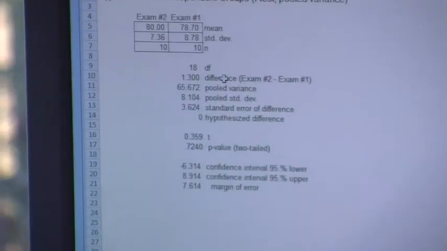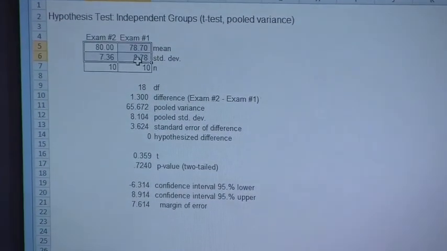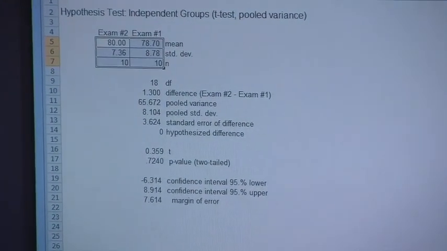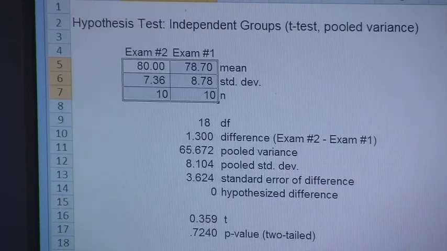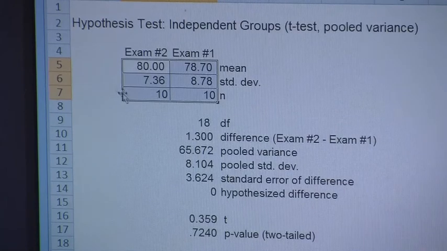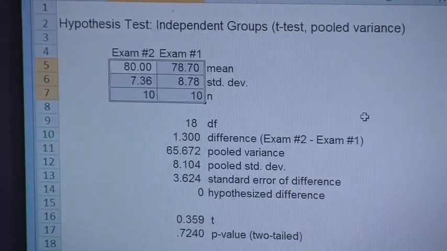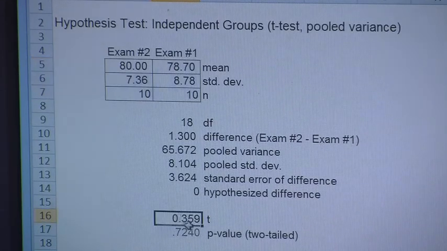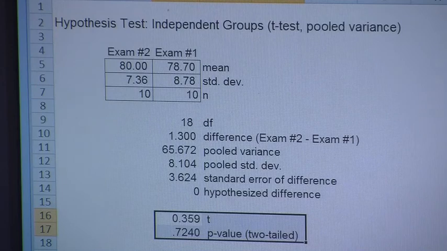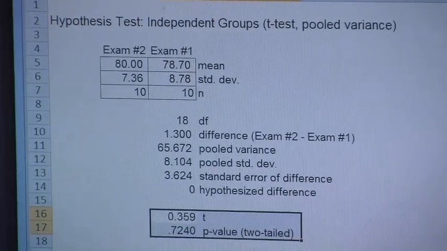You see the results here, the descriptive statistics. Let me make this just a little bit bigger so it might be easier to see. Okay, you'll see that our descriptives here in the highlighted area match what we had on the previous screen for the descriptive statistics. I'll immediately direct your eye down to this part of the output where our observed t-value is 0.359.